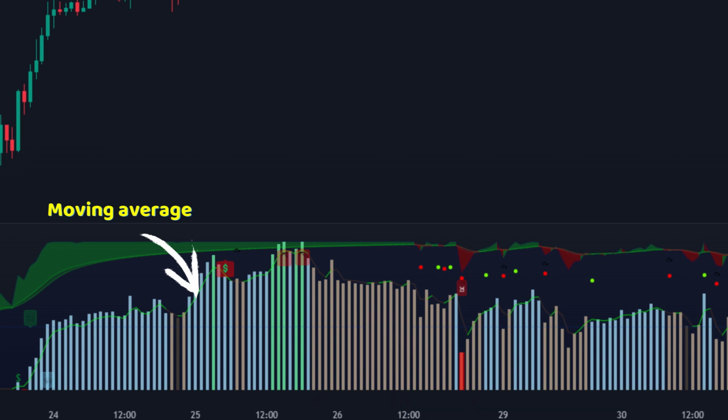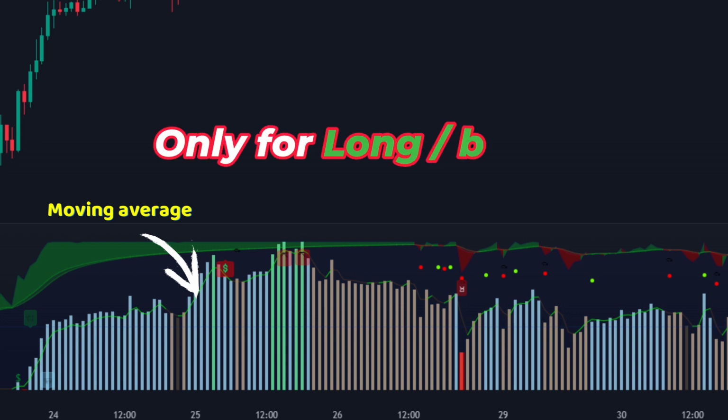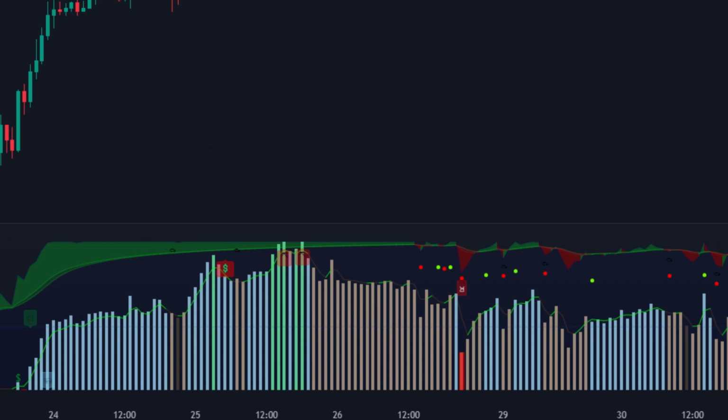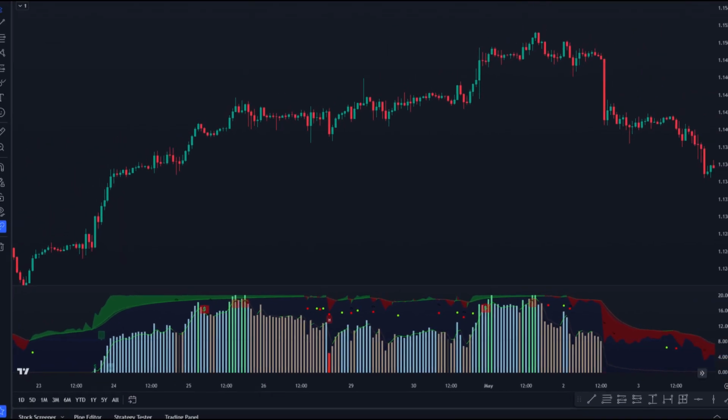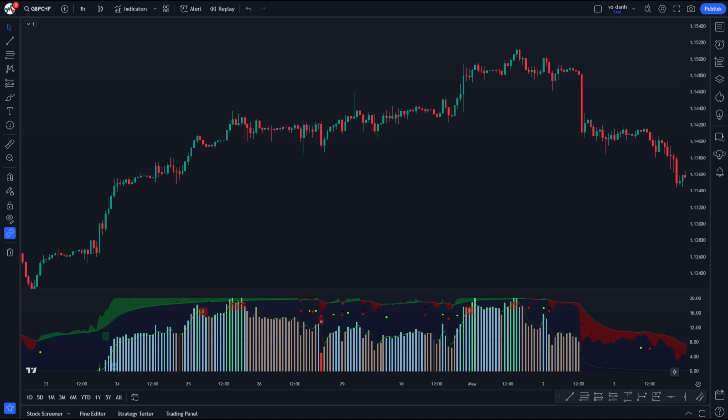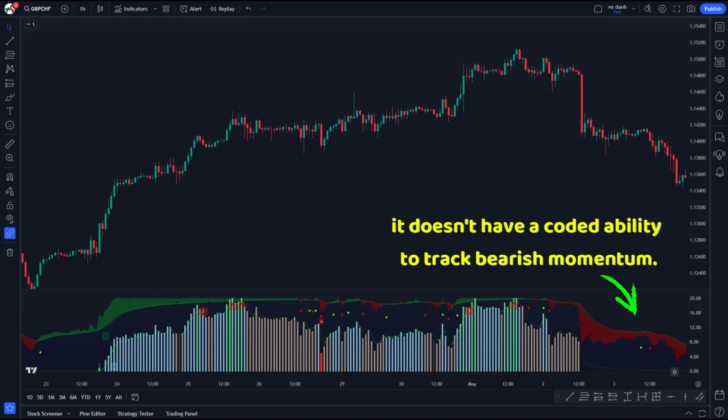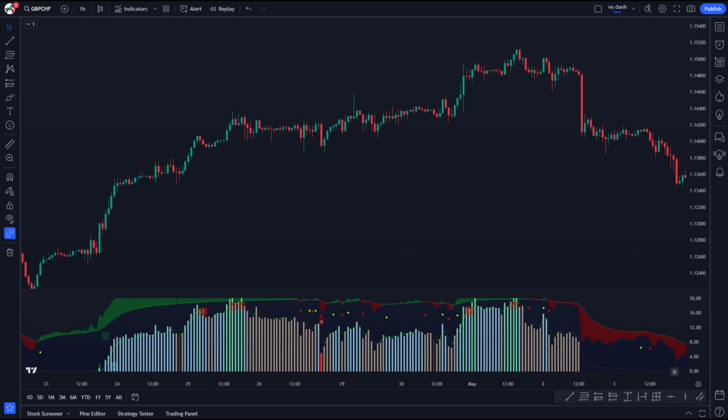We would only take positions whenever the histogram bars are above this moving average. Now, one thing to note about this indicator is that it is only used to take long or buy positions. The reason for that is because, as you can see, the histogram only tracks bullish momentum, and it doesn't have a coded ability to track bearish momentum, so do not use this indicator to take short positions.